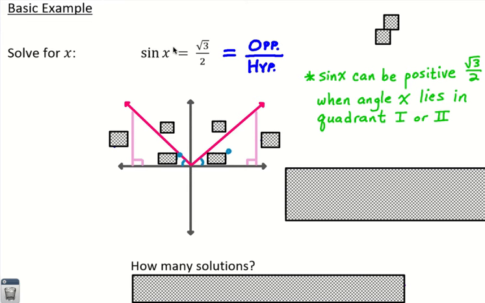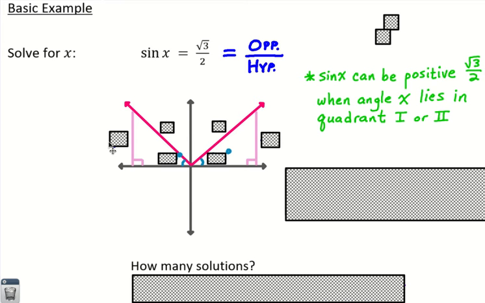Now, the sine of an angle, as far as triangles go, SOHCAHTOA, is equal to the opposite leg over the hypotenuse. And since the sine of x can be positive when angle x lies in quadrant 1 or quadrant 2, one way to go about this is to draw a picture and draw triangles in quadrant 1 and quadrant 2, kind of like we did back in Unit 1, right?